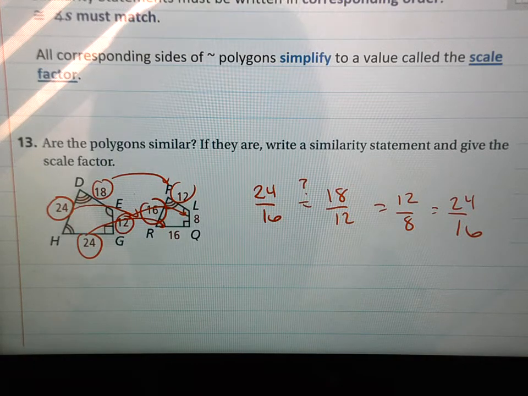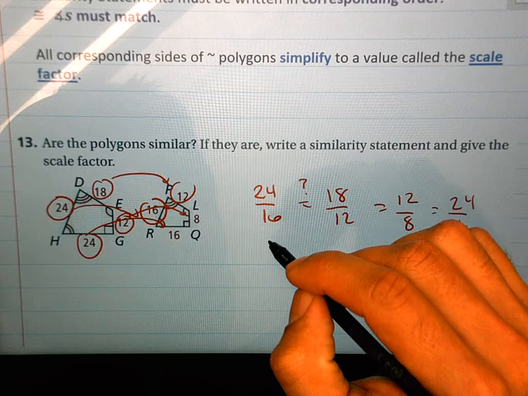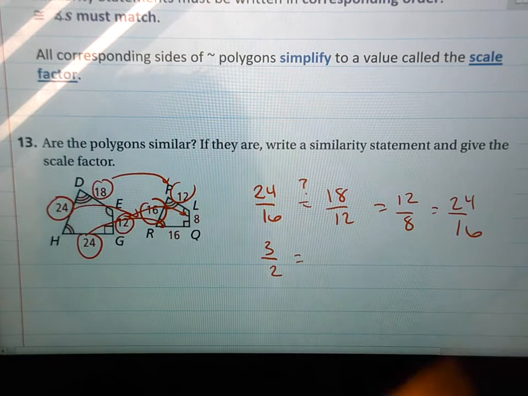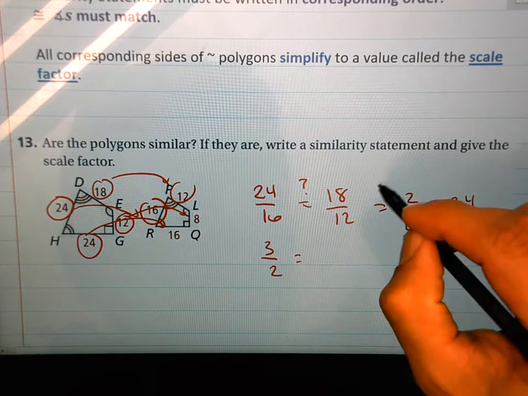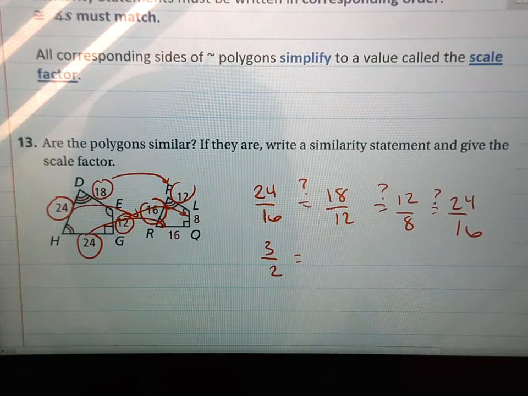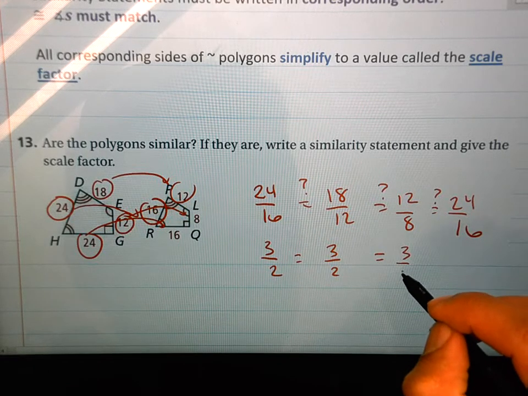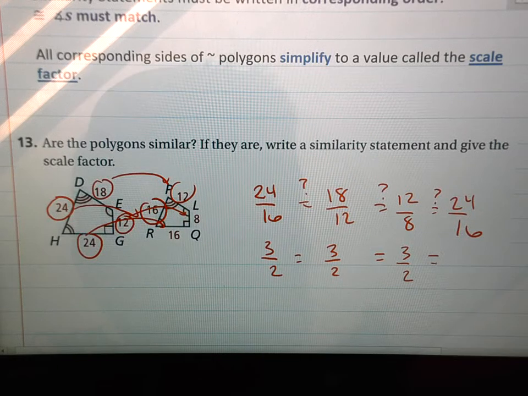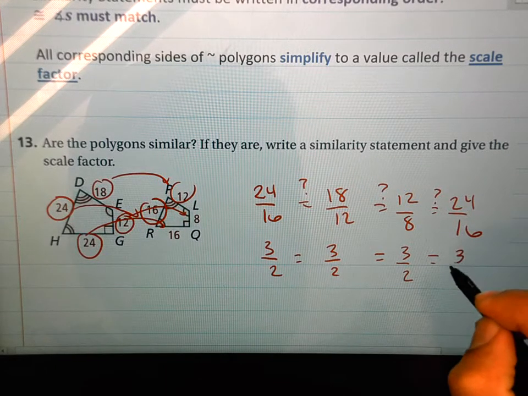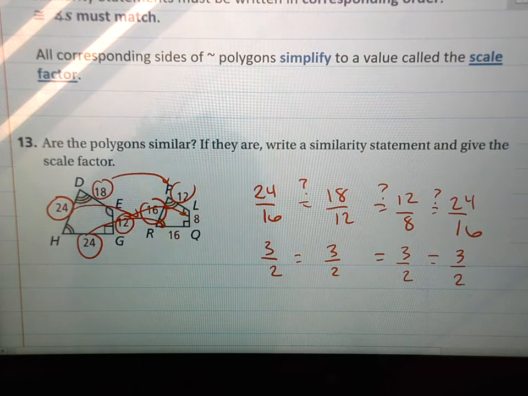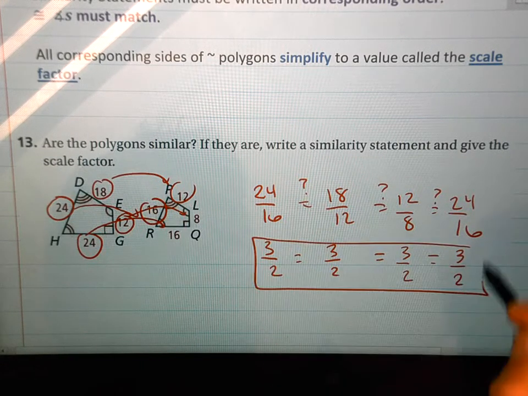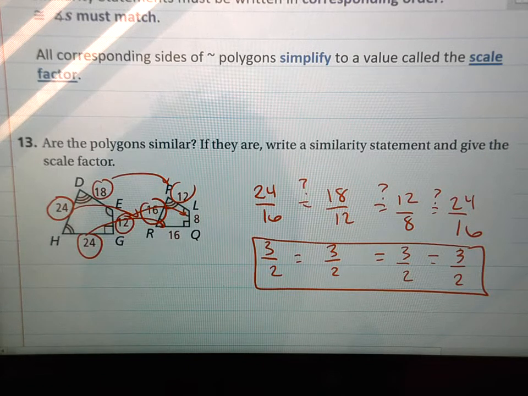Let me see here. Let's reduce these and see what's what. Divide by 8. Divide by 8. Divide by 6. Divide by 6. Divide by 4. Divide by 4. Divide by 8. Divide by 8. What do you notice about all of these things? They are in the same ratio. What is that ratio called? That is called the scale factor.